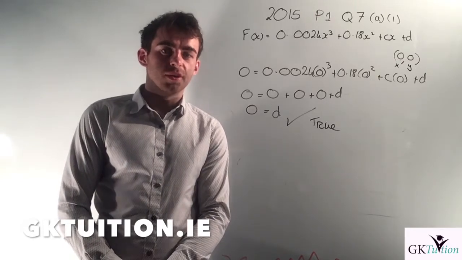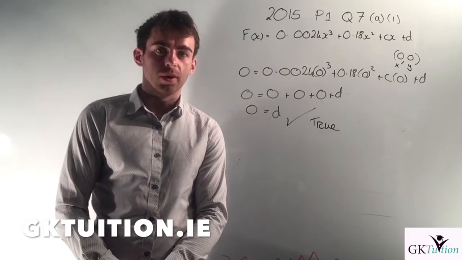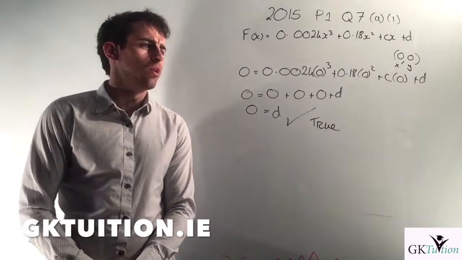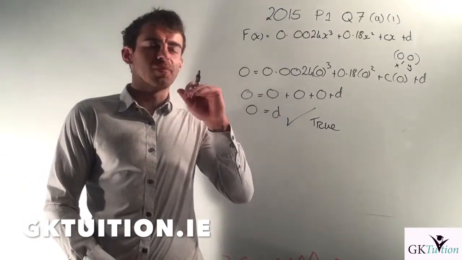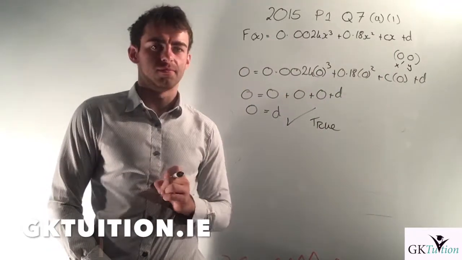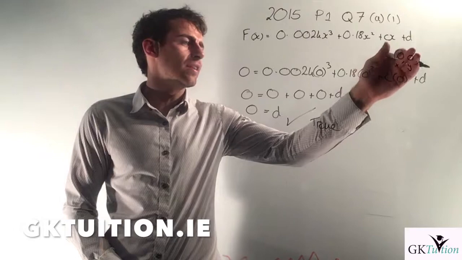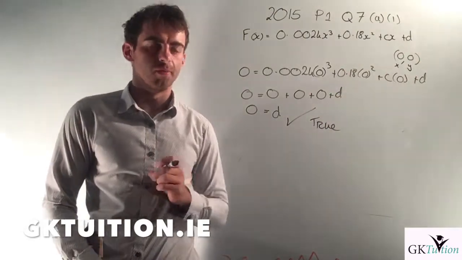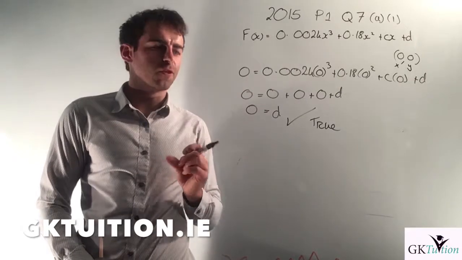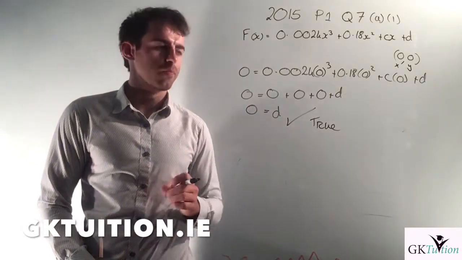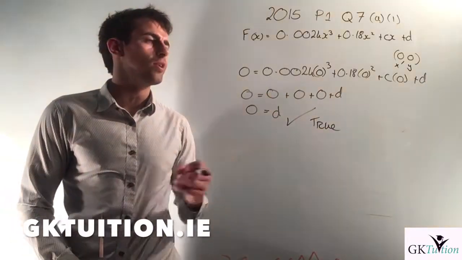I want to talk to you about a Leaving Cert exam question from 2015 paper 1, and that question is question 7. In this question we're told that the descent of a plane as it begins to land can be described by the function f of x, and we're told that the airport is the point O, which is the origin, which is 0, 0. And in the first part of this question we're asked to prove that d is equal to 0. So you'll see that I've already done it out here.